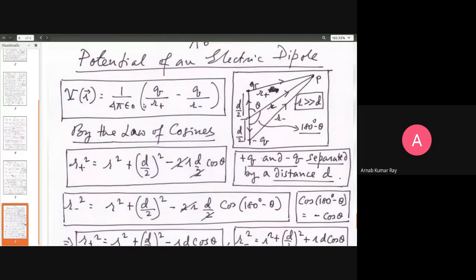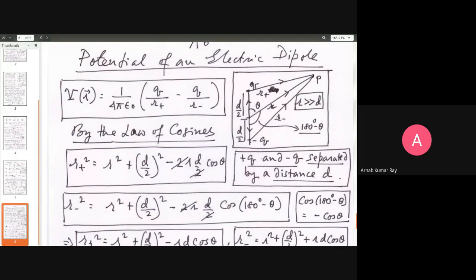So the total potential at this point due to these two charges is given by this formula. q divided by 4 pi epsilon naught r plus, minus q, just minus q. But I think it would have been better to write plus of minus q. Yeah, probably that. So minus q divided by 4 pi epsilon naught r minus. So that is what you have.